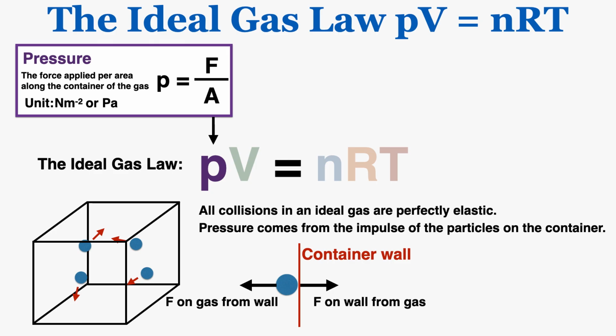So that force on the wall is the force in the pressure equation, and the area is just the area of the wall. So the reason why gas has pressure is that the particles in the gas are constantly bouncing up against the wall of the container of gas and are thus applying a force on the wall and are therefore applying pressure on the wall.